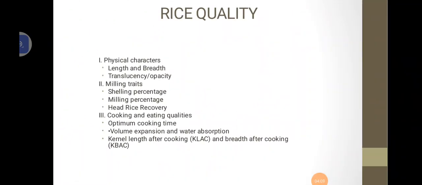Rice quality: physical characteristics, milling traits, cooking and eating quality.